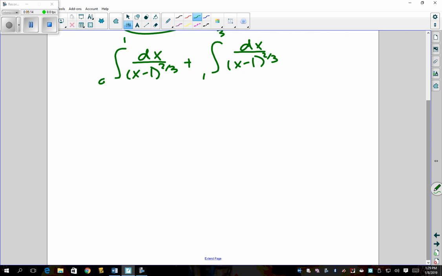So the integral from 0 to 1, we can say, is the limit as c approaches 1 from the negative side of this integral from 0 to c.